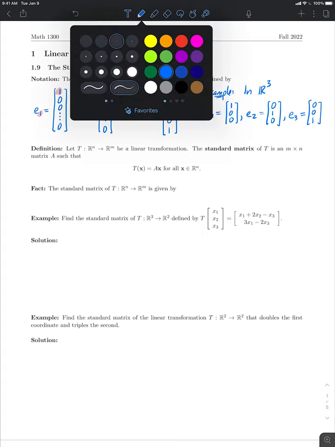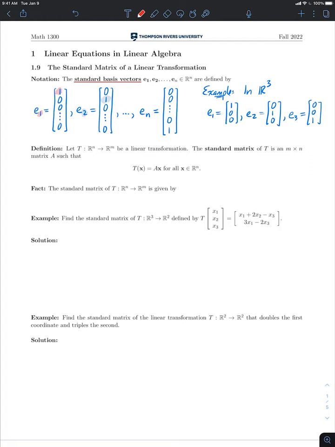Let's talk about the standard matrix now. Let's start with a linear transformation T that goes from Rn to Rm. Its standard matrix is going to be an m by n matrix A. The standard matrix of your transformation T is an m by n matrix, and it's got to satisfy the following property.